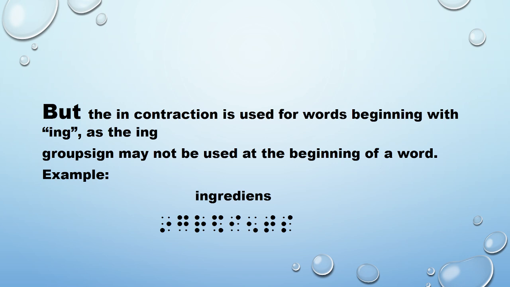So the group sign for ing cannot be used at the beginning of a word. It can be used in the middle of a word or at the end of the word, but not at the beginning of the word. So instead of using ing, we can make use of the contraction for in. So here is an example of that.